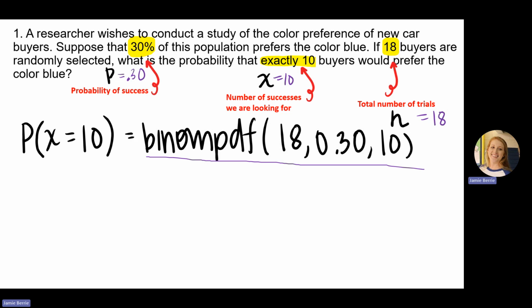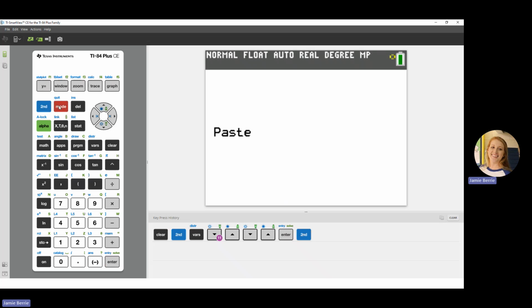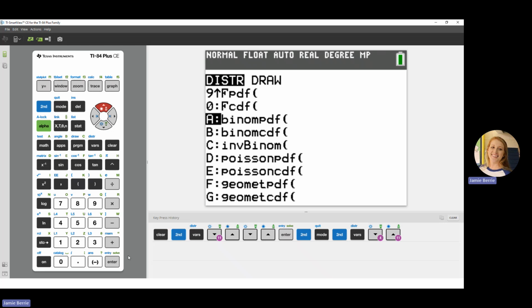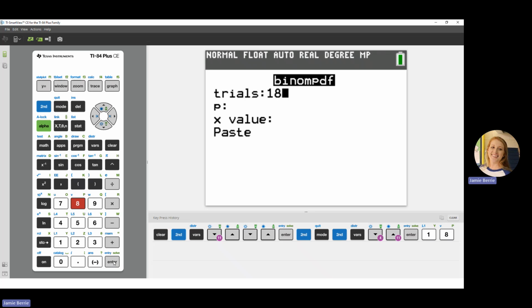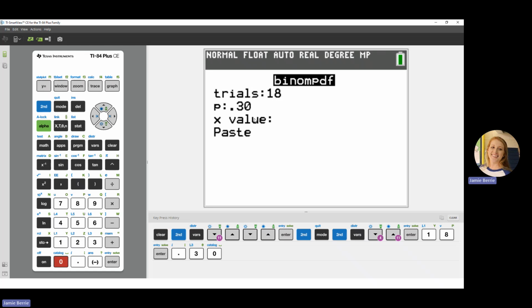Okay. So let's grab our calculator and type in. We just so happen to be on the Binomial PDF screen, but I'll go back through that again. You go to second vars, and you're going to scroll way down. You can also scroll up and get to it a little bit faster. It's not super fast. But Binomial PDF is the one we're doing because it's an equal to problem. We had 18 trials. We were going to ask 18 people. Probability of success was 0.30. Just double checking that 18 was right. And then we were looking for the probability that exactly 10 people preferred the blue car.